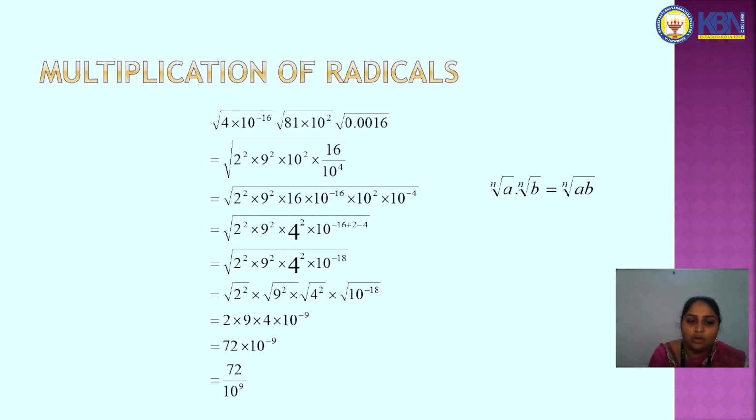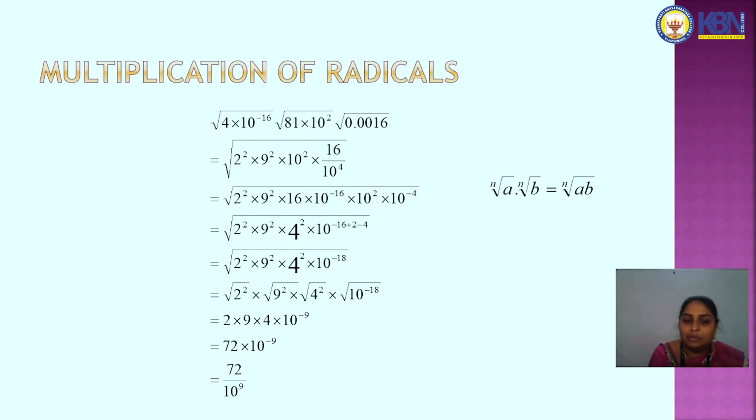Now after solving that, square root of 2 square can be written as 2, square root of 9 square can be written as 9, square root of 4 square can be written as 4, and square root of 10 to the power of minus 18 can be written as 10 to the power of minus 18 by 2. That is, 18 gets cancelled 9 times, then we get 2 into 9 into 4 into 10 to the power of minus 9. Now multiply 2 into 9. 18 fours are 72. So 72 into 10 to the power of minus 9.